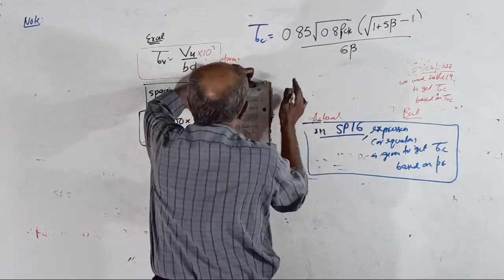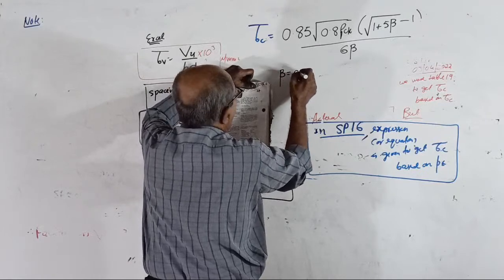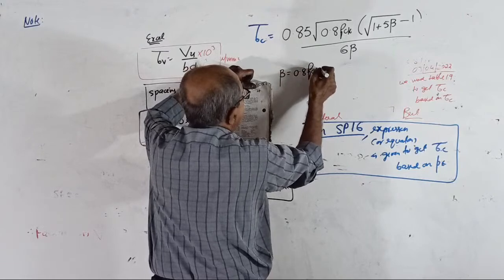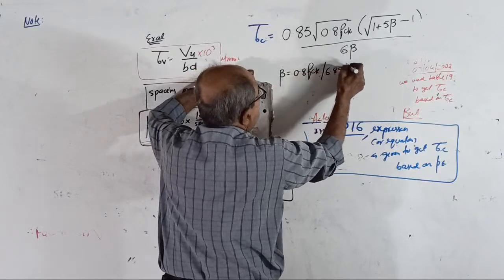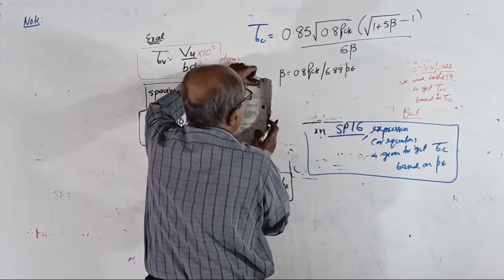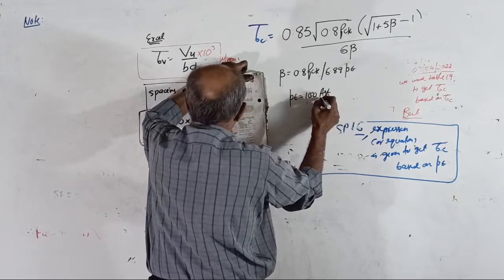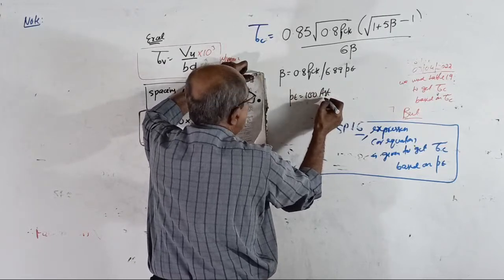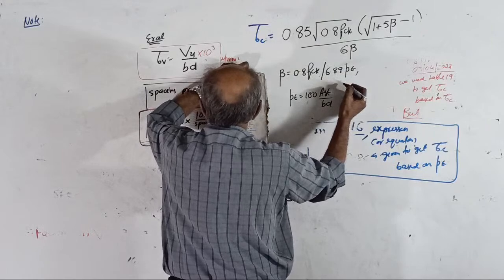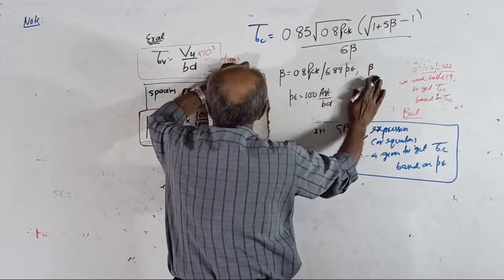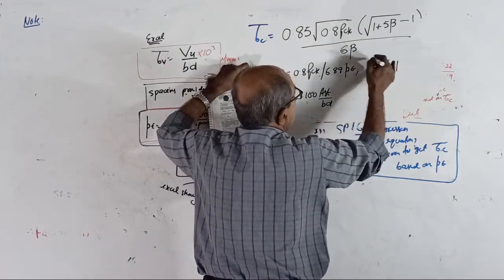Now, beta value should be where beta equal to 0.8 FCK divided by 6.89 PT, where they told PT equal to 100 AST provided by BD, and they told the condition value of tau c beta should not be less than 1. Beta should not be taken less than 1 is a condition.